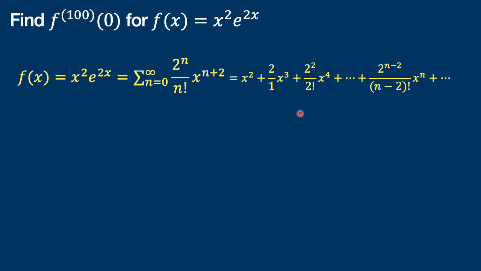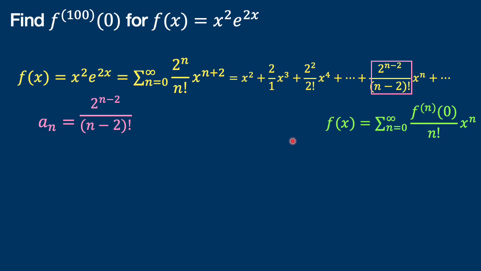So we found the Maclaurin series for f of x equals x squared e to the 2x. This term is a_n. So a_n is going to be 2 to the n minus 2 over n minus 2 factorial. a_n is the coefficient for x to the n, guys, okay? That's 2 to the n minus 2 over n minus 2 factorial. But the definition of the Maclaurin series says f of x is going to be written this way: the sum of the nth derivative of f at 0 over n factorial, x to the n.